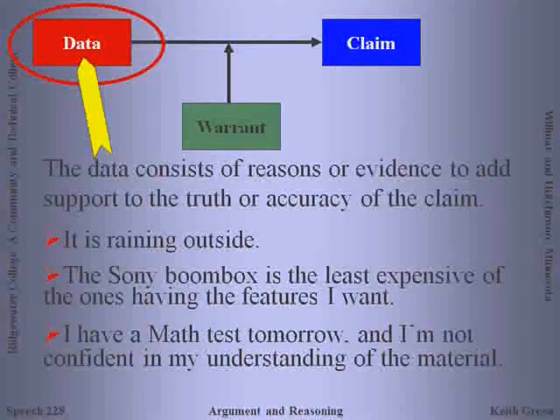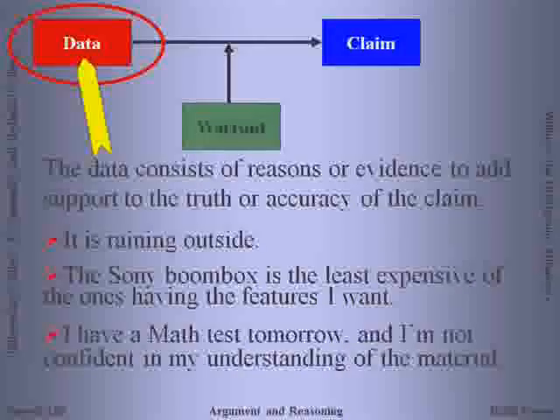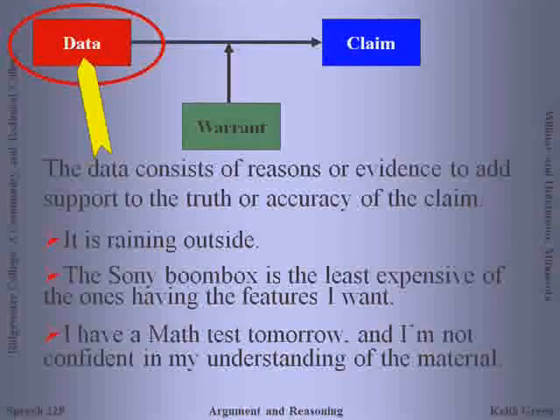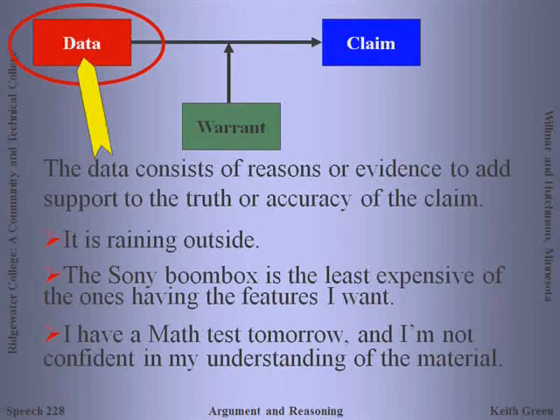So the first one, it was some evidence. I saw it raining outside. The second one, the evidence was that the boombox is the least expensive and it has the features I want. So in that case, I had two data points, you might say. The third one is more of a reasoning: given that I have a math test and I'm not confident in my understanding of the material. Notice that's more of a reason versus necessarily evidence per se.